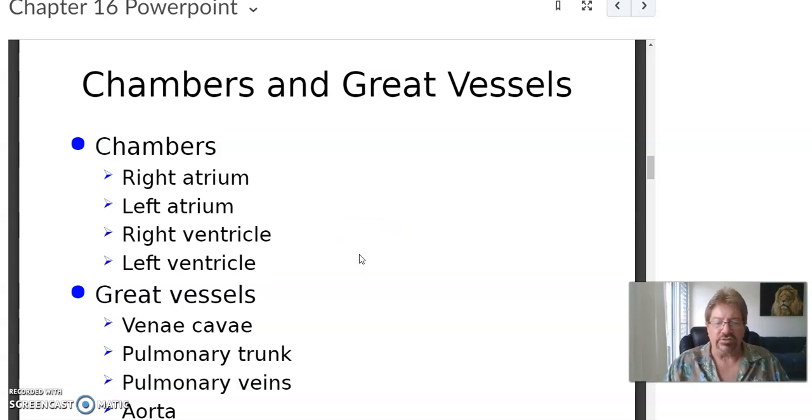Great vessels. The big, huge veins that bring blood back from the body into the heart are called the superior and inferior vena cava. There's a pulmonary trunk going to the lungs. Pulmonary veins bring blood back from the lungs into the heart. And the big artery that leaves the left ventricle and goes out into the systemic circulation is called the aorta.